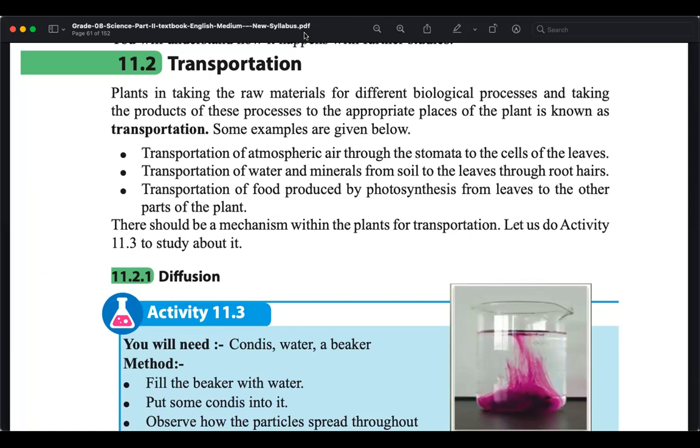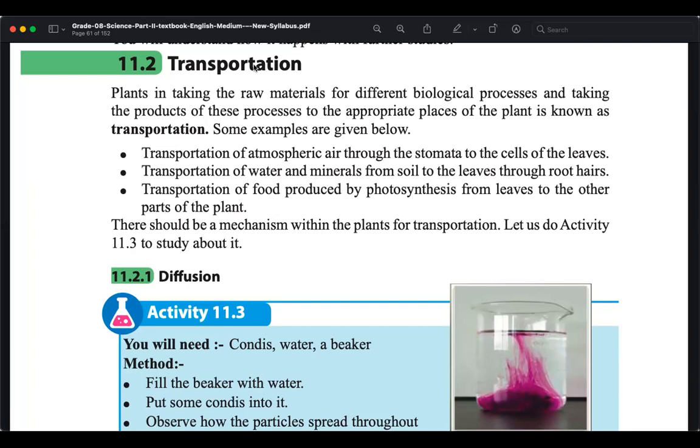Sanidhi, can you hear me? Yes, sir. Okay. For the respiration process. Yes, exactly. For the respiration process, you need oxygen. That's why you need both oxygen and carbon dioxide to be absorbed.